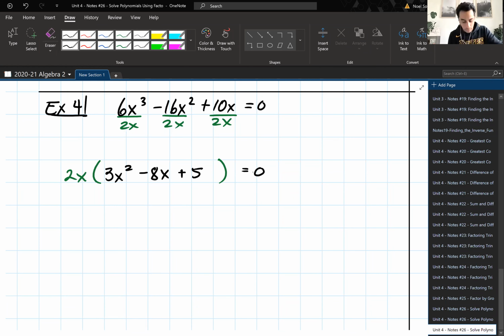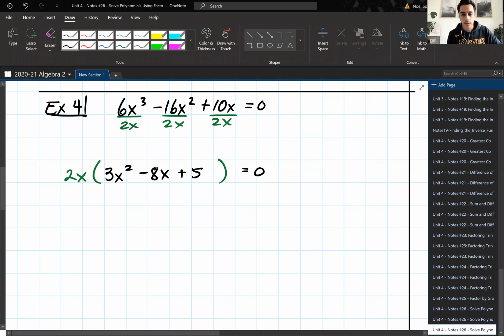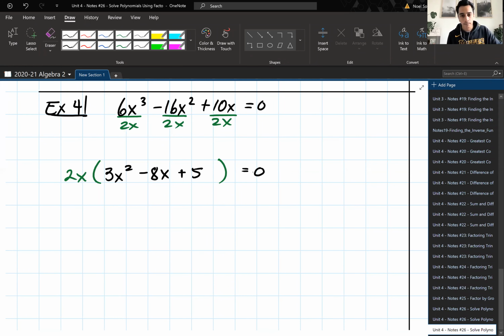Okay, what about that trinomial though? What should we be looking to do before we move into that step where we set them equal to 0? Am I done factoring is what I'm trying to ask. Yeah, we're not done factoring. Okay, you have a trinomial. You need to attempt to factor this trinomial because most of the time it'll be factorable.